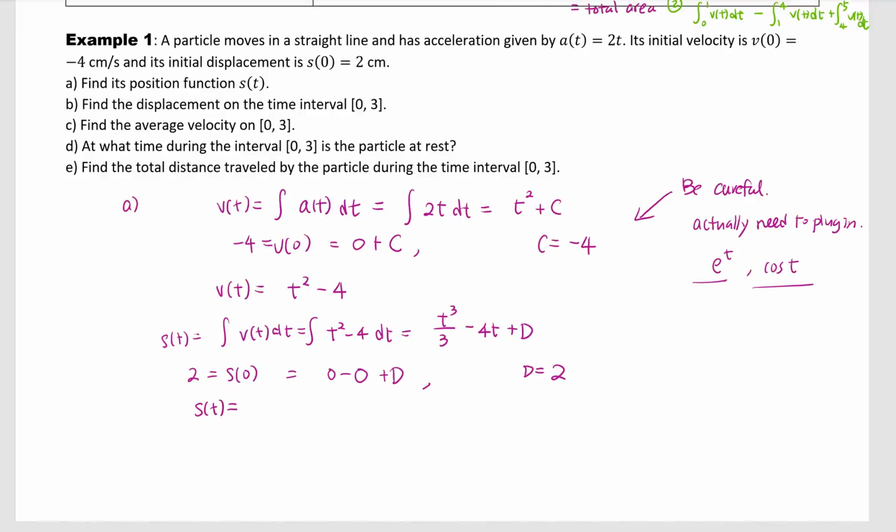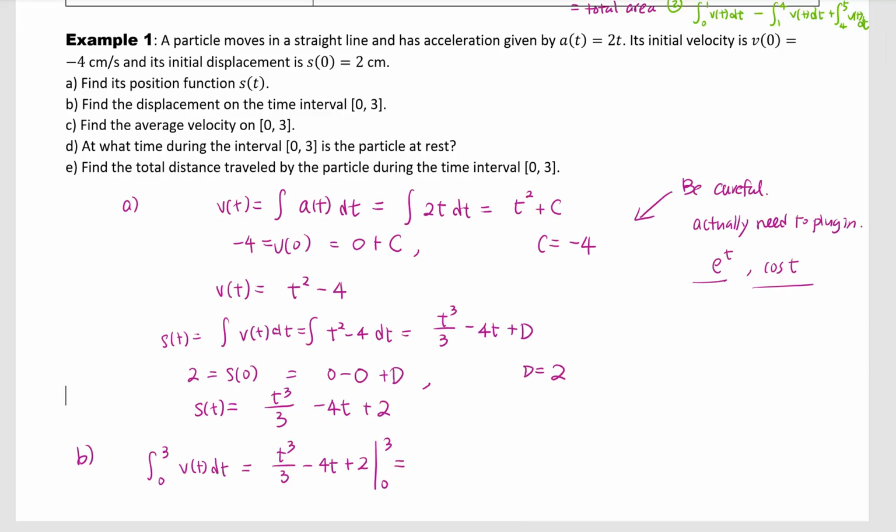So s of t is then, d is 2, so t cubed over 3 minus 4t plus 2. This is part A. So far, so good, everybody. Part B, find the displacement on the time interval 0 to 3. Well, from 0 to 3, that's actually the definite integral from 0 to 3 of v of t. But because we already found the antiderivative, it's just t cubed over 3 minus 4t plus 2. Evaluate from 0 to 3.